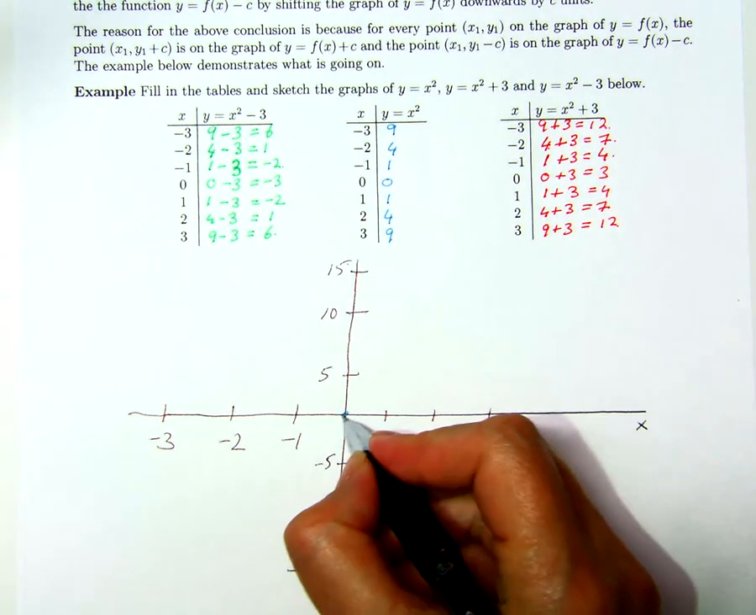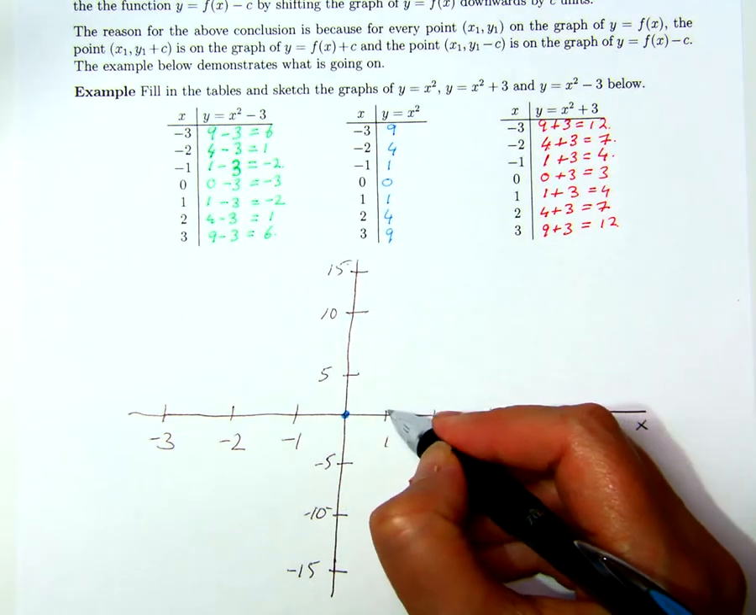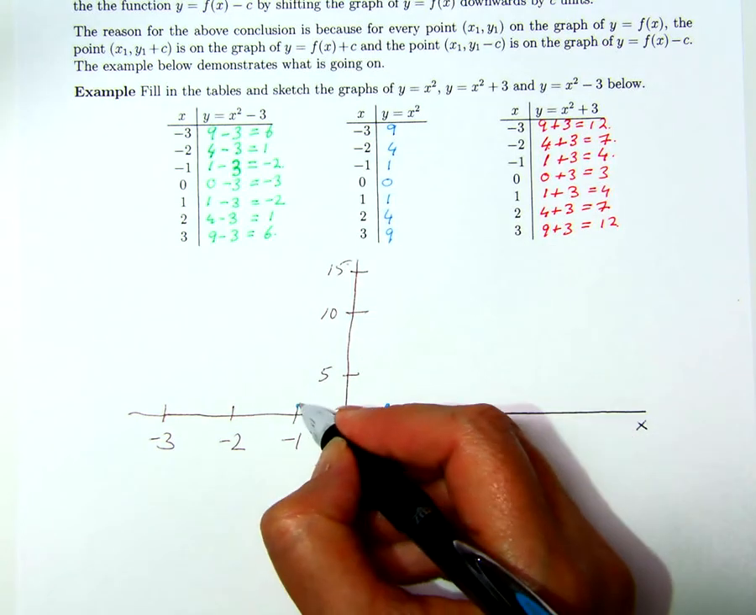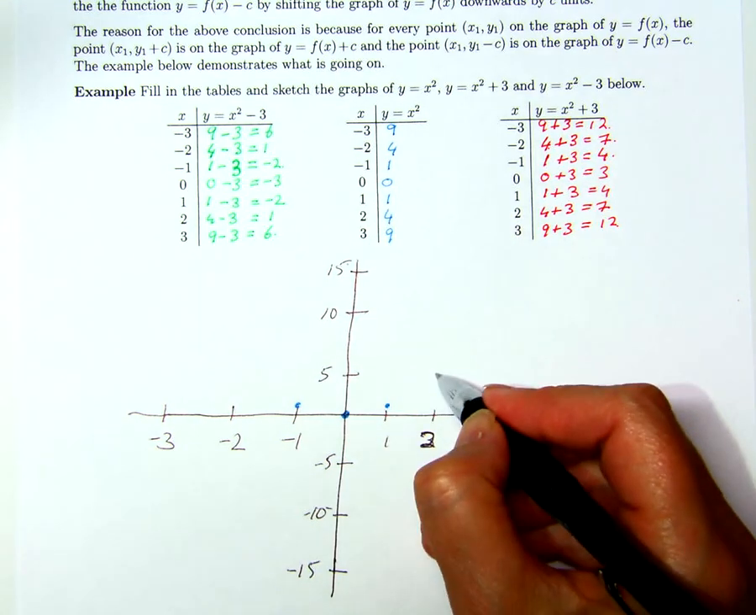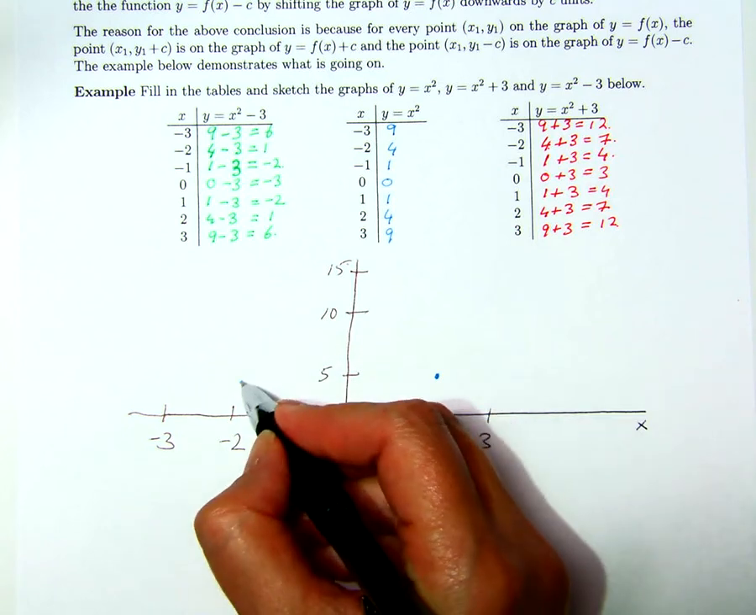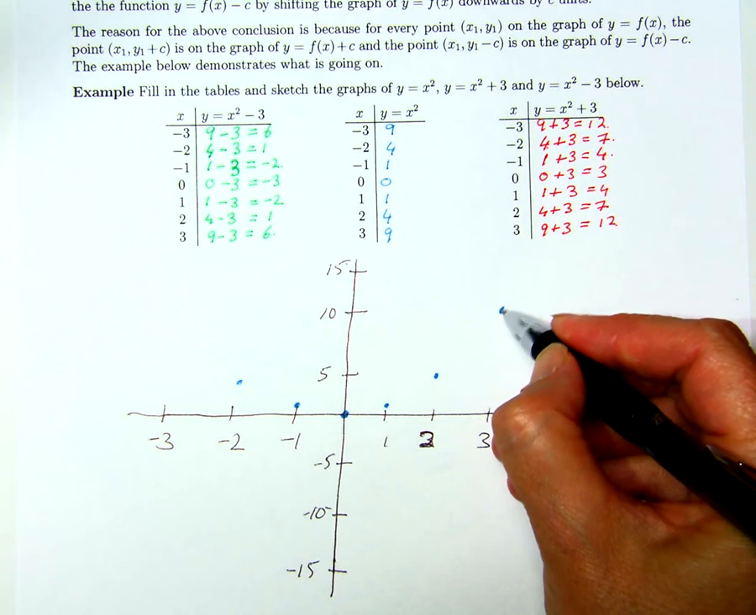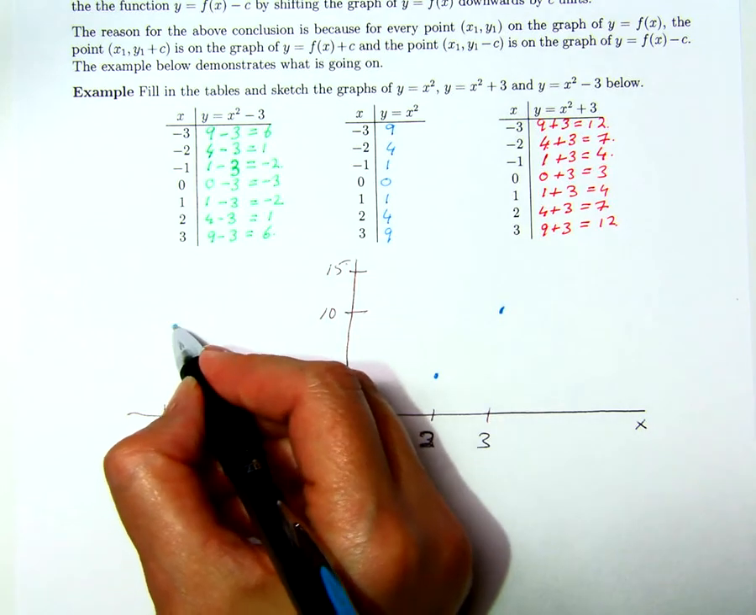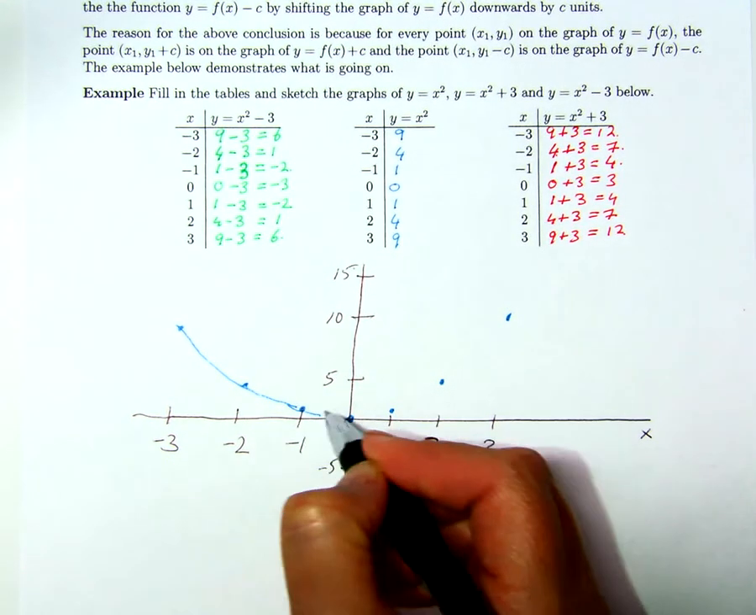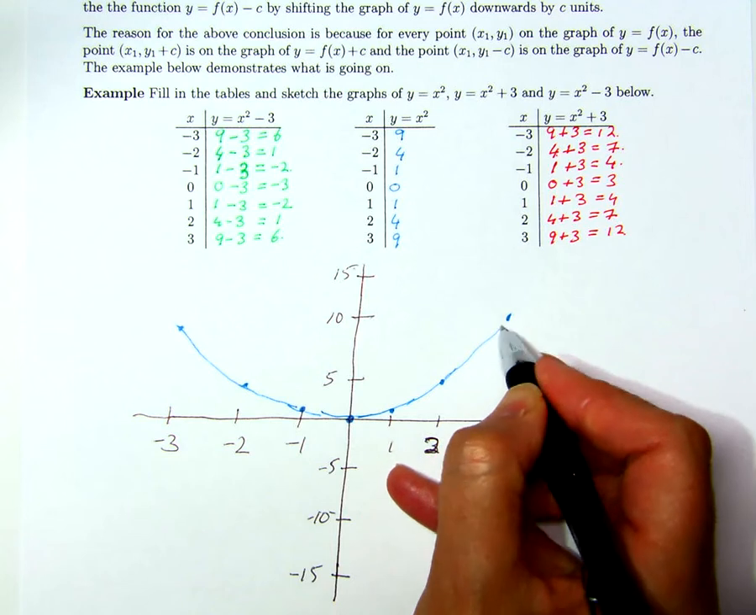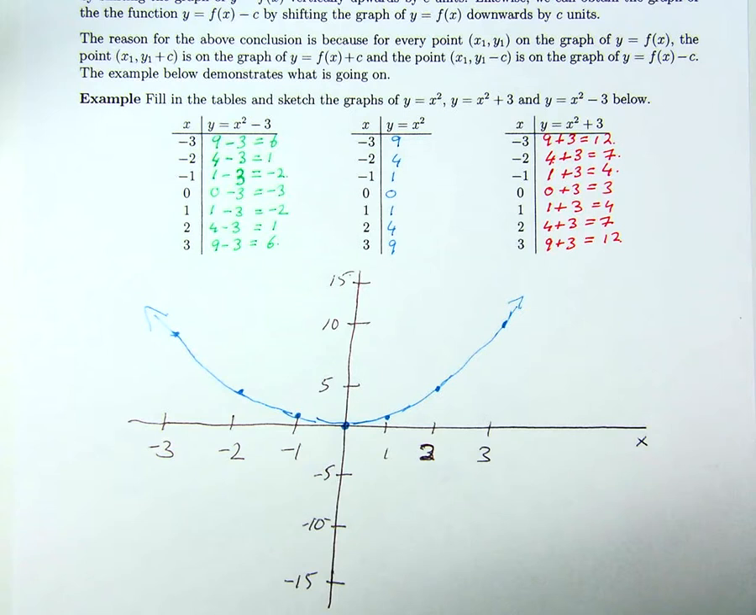We have 0, 0 on the graph, -1, 1 and 1, 1, so they're about here. 2, 4 and -2, 4, about here I would say. Might be a little off. And 3, 9, and -3, 9. So we get the bowl-shaped graph as we saw before. Could have sketched that without the join the dots method at this point, but I just want to illustrate a point here.